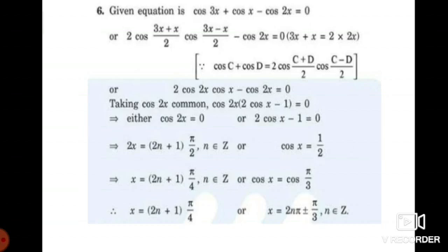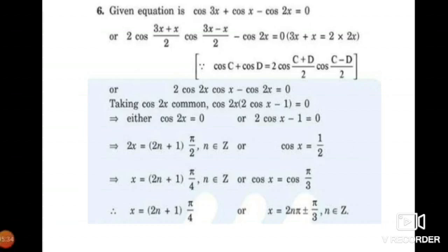So cos 2x equal to 0 or 2 cos x minus 1 is equal to 0. For cos 2x equal to 0, this also I gave you in one place, 2x equal to (2n plus 1) into pi by 2. Similarly, here you will get cos x equal to 1 by 2. When is cos x 1 by 2? It is cos pi by 3, is it? So write x equal to, from this, what is x?